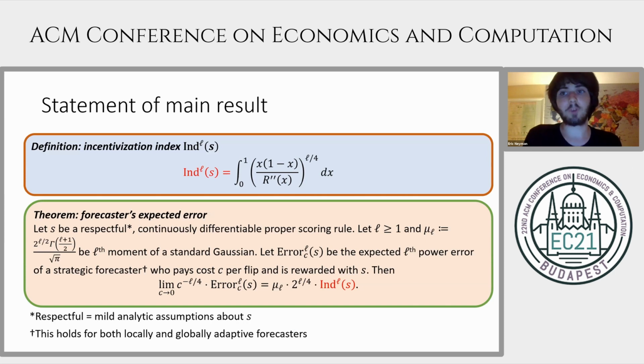So this has been informal, but to put the main result up on the slide, basically our theorem is that the incentivization index accurately captures the forecaster's expected error. So specifically, the limit as the cost c approaches 0 of c to the negative l over 4 times the expert's expected ELF power error is a constant multiple of the ELF power incentivization index.